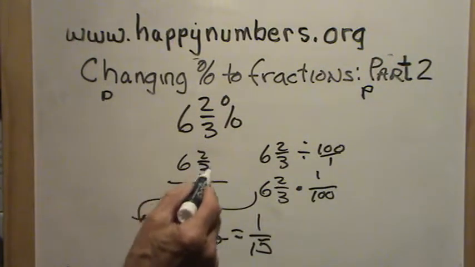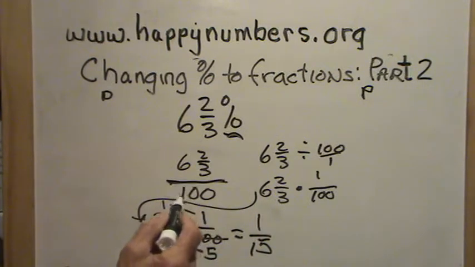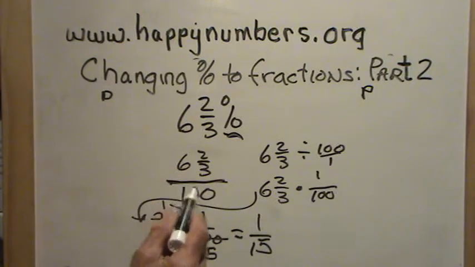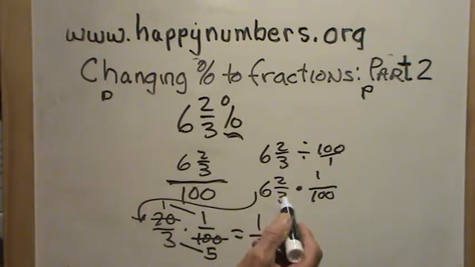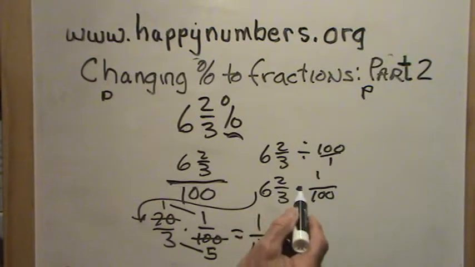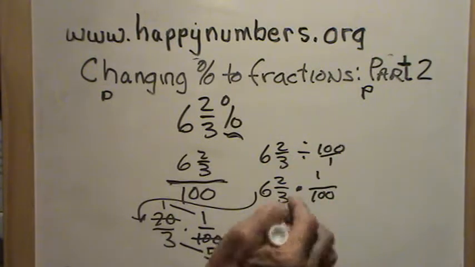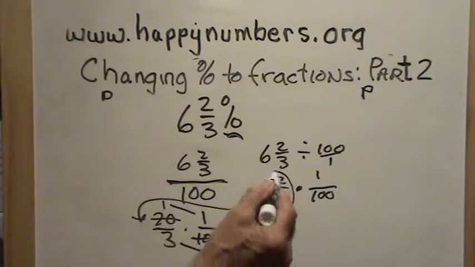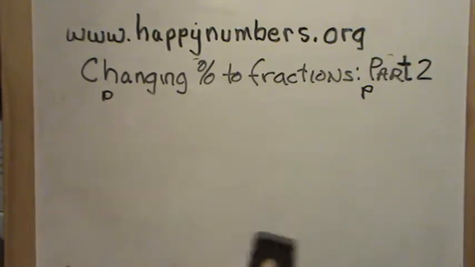So to change 6 2/3% into a fraction, we use 6 2/3 as our numerator. We know this means denominator 100. So this means 6 2/3 divided by 100. We know when we're dividing fractions, we rewrite the problem. 6 2/3 times, and we use the reciprocal. We flip it upside down, 1 over 100. Then we have to change our mixed number into an improper fraction, and then we do our multiplication. So quite a few steps here. Let's try one more here.